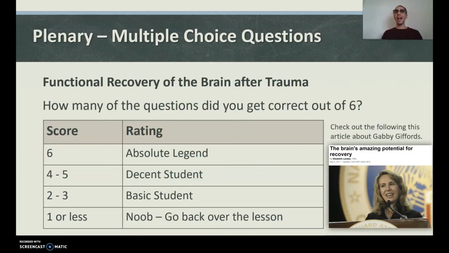How did you do, right? How many questions did you get correct out of 6? Are you an absolute legend? Got 6 out of 6. Check out this article about Gabby Giffords if you want to find out a little bit more about her.